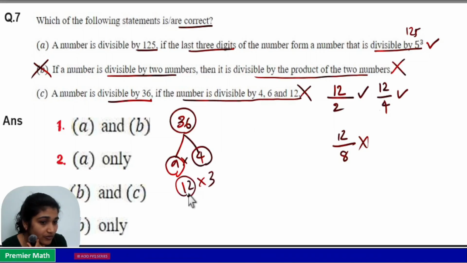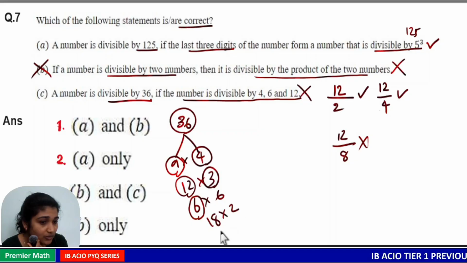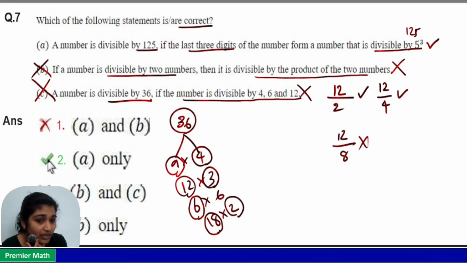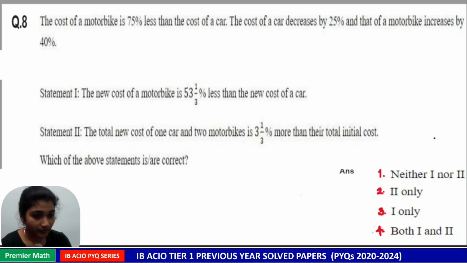This number is also divisible by 12 and 3. Other factors are 6 into 6 is 36. So this number is also divisible by 6. Other factors is 18 into 2. This number is also divisible by 18 and 2. So here option statement C is also wrong, which means here statement A is solely correct. Option 2 is our answer.